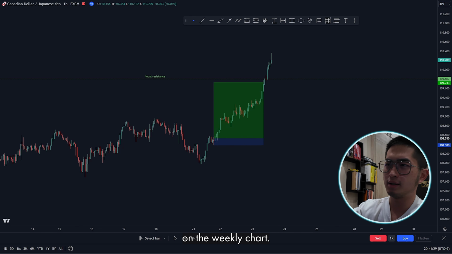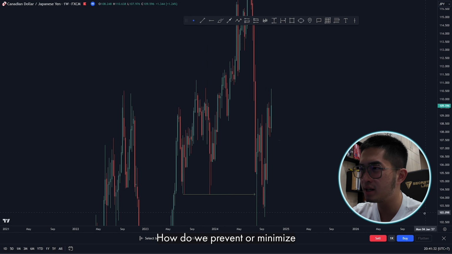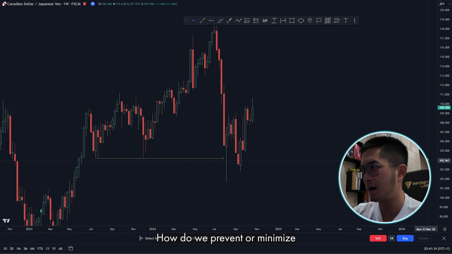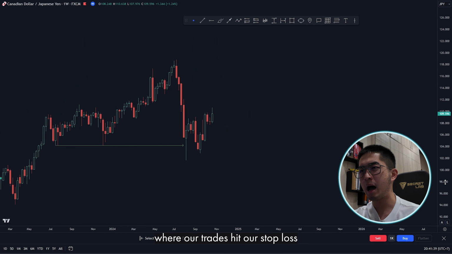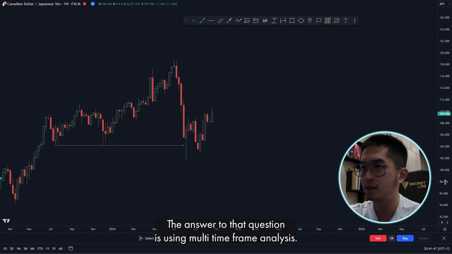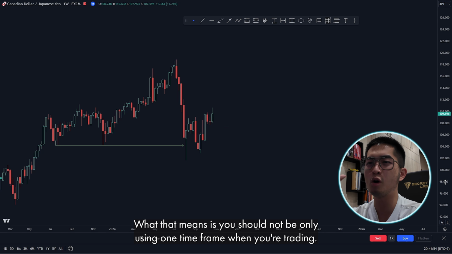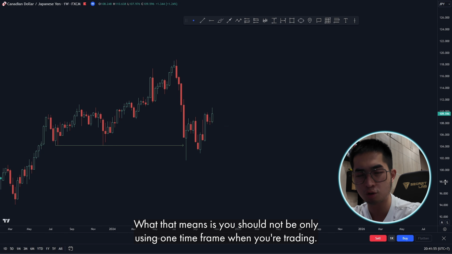On the weekly chart, first of all, what is the answer, right? How do we prevent or minimize the frequency where our trades hit our stop loss and then it just goes in our favor, but not before taking us out first? The answer to that question is using multi-time frame analysis. What that means is you should not be only using one time frame when you're trading.